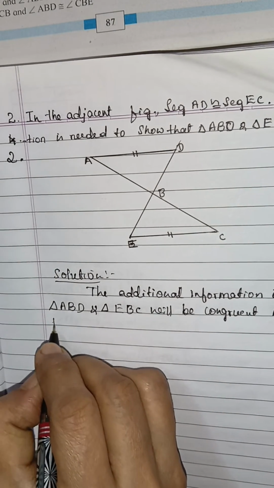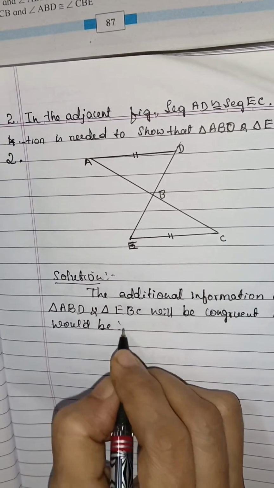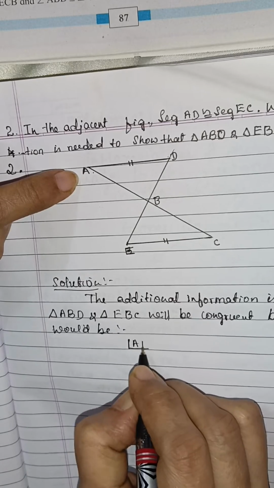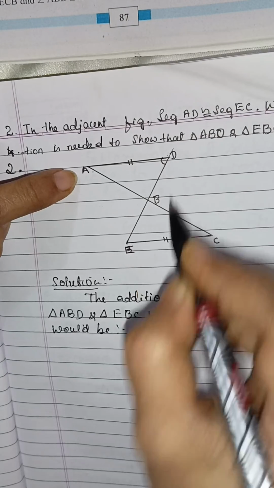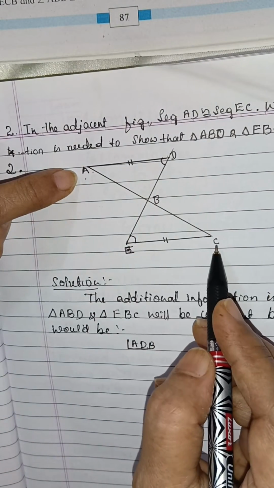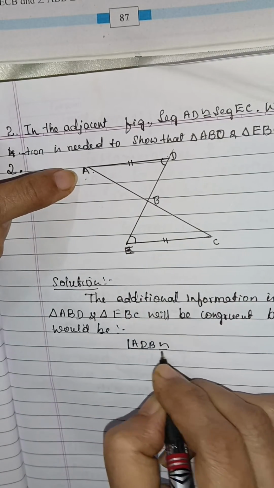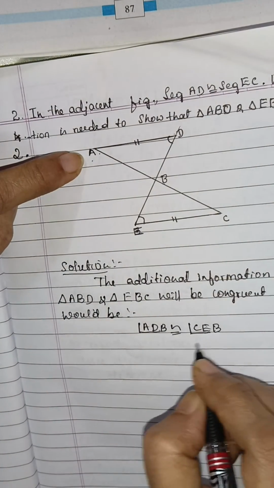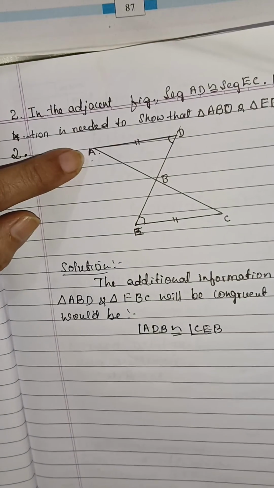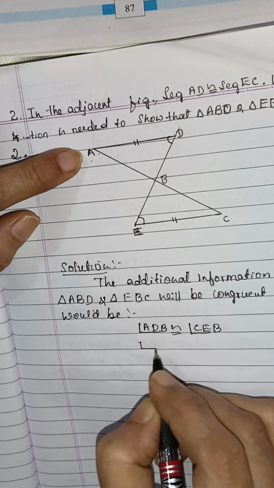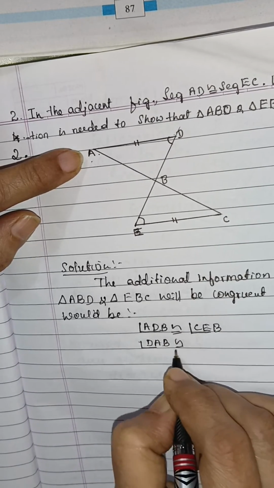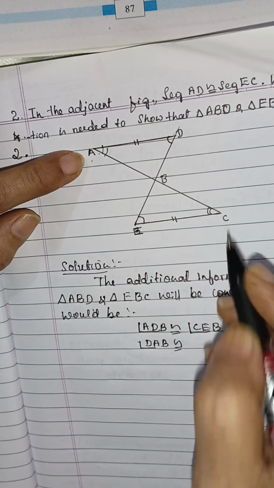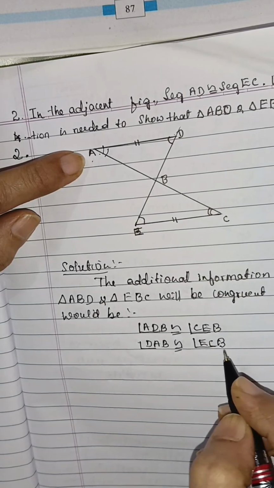This would be, that is, angle ADB is congruent to angle CEB, or angle DAB is congruent to angle ECB.